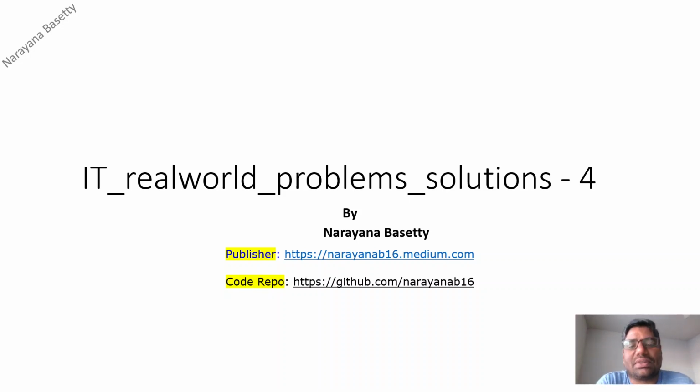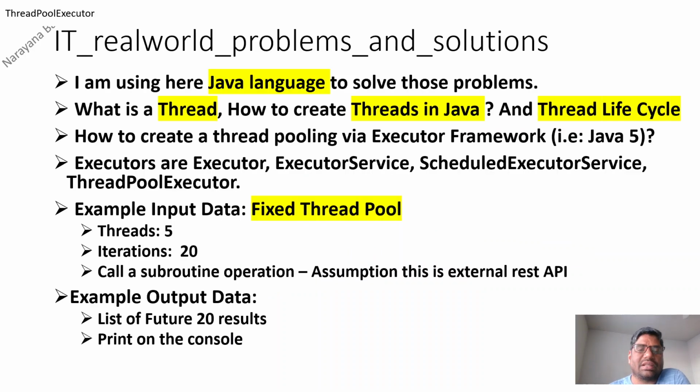Today I'm going to talk about IT real world problems and solutions, exercise 4. So today's topic is all about multi-threading using the Java 5 executor framework, how a thread can be initialized and then operated, all those things. Let's try to understand the problem. To solve this problem, I'm using Java as the language.